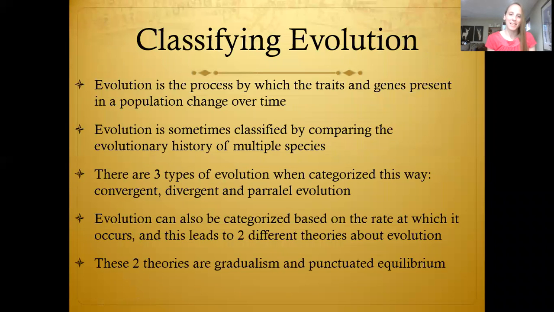Okay, so when we're classifying evolution, we can classify it based on the traits and genes that are present. Sometimes we compare the evolutionary history of different species, or we organize it based on the rates.